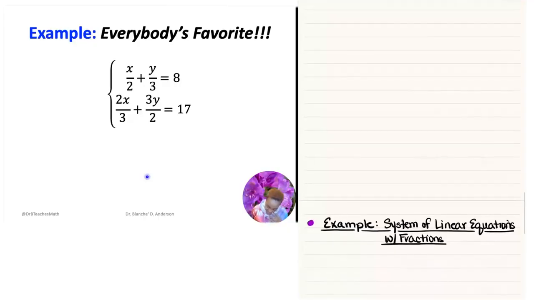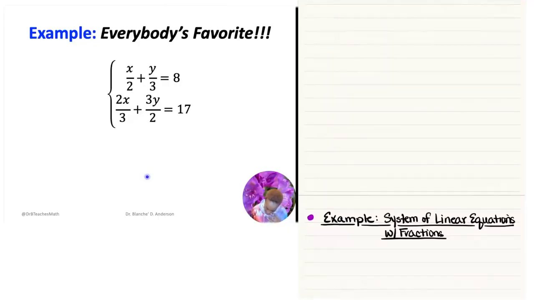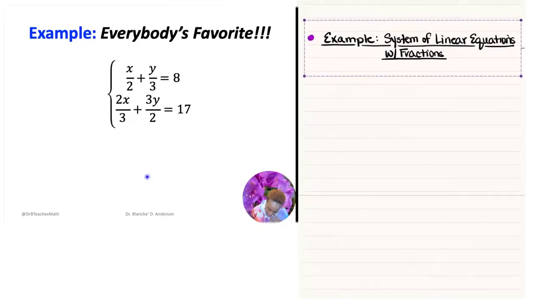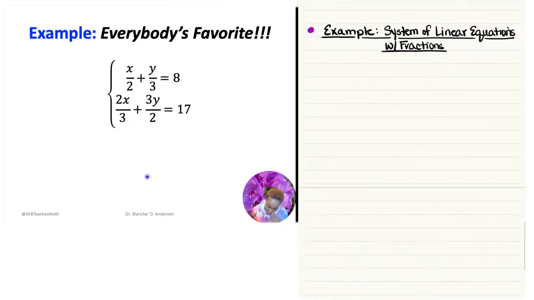Everybody's favorite. So I found one with some fractions because I knew that people are so excited about fractions and decimals. I was like, you know what? We got to do one with fractions because they're going to be disappointed that we didn't have one with fractions. So I found one for you with fractions. Let me go ahead and write these down.